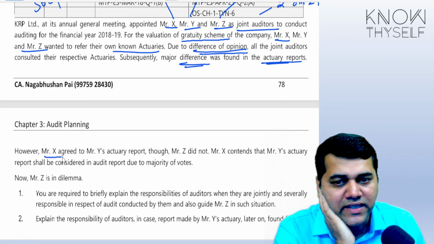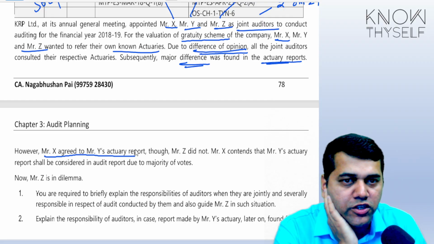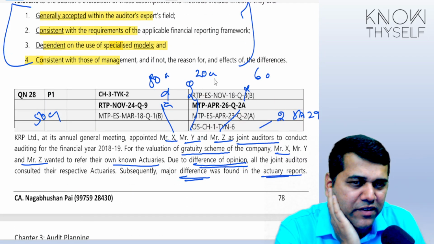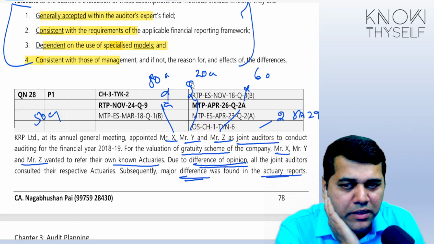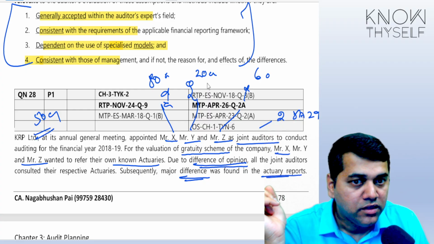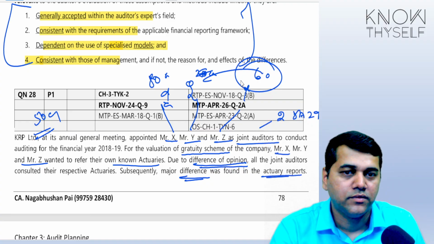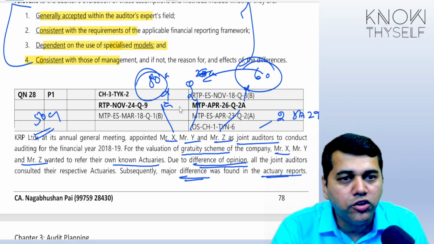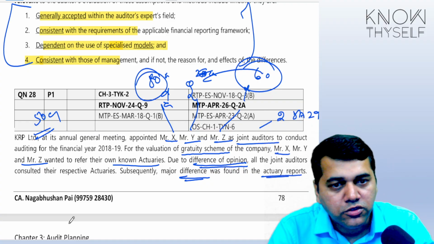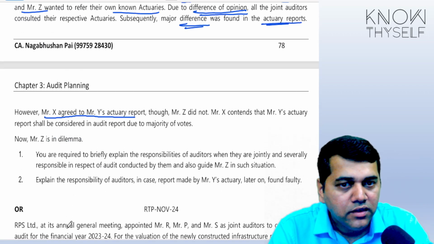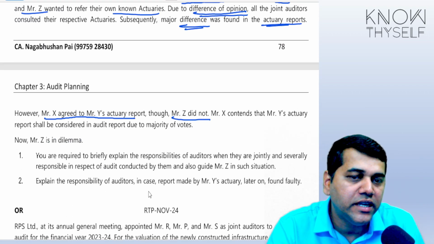However, X agreed to Mr. Y's actuary report. Suppose this person felt that okay, 20 crore doesn't look reasonable, 50 they have done. So he says, forget it, I will trust your report. But this person is saying, no, it should be 80 only. So now two people have agreed, for which Z did not agree.